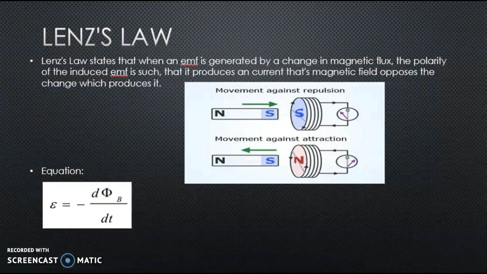Moving on to Lenz's law equation, you will realize that it is the same as Faraday's law equation, but actually Lenz's law is the negative sign of Faraday's law. It's as simple as that. The reason behind it is because it produces a current whose magnetic field opposes the change which produces it. It says it opposes. That's why it's a negative sign.